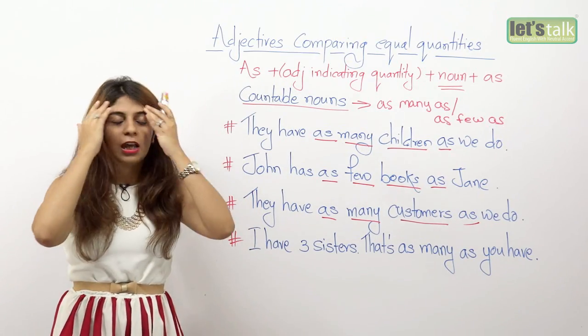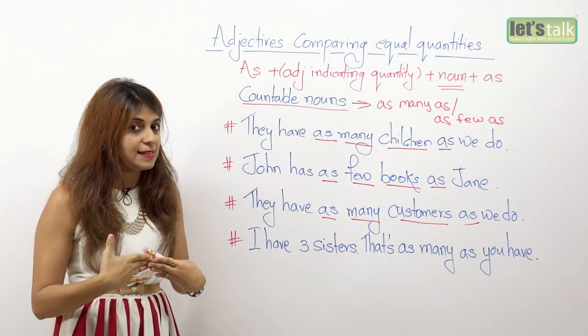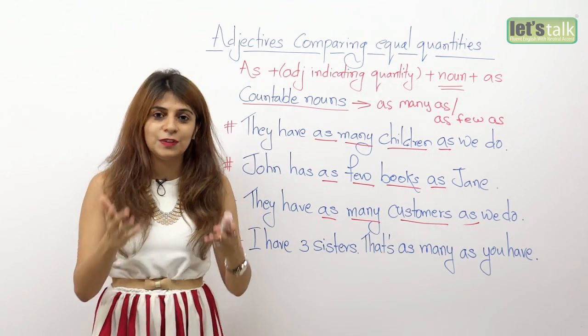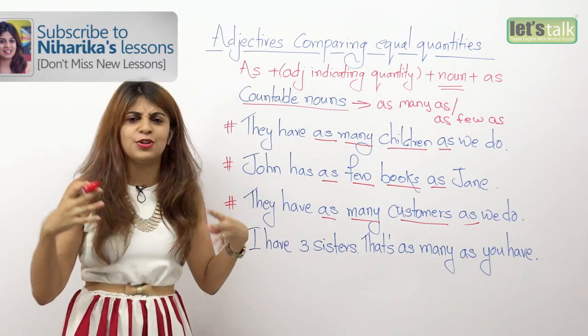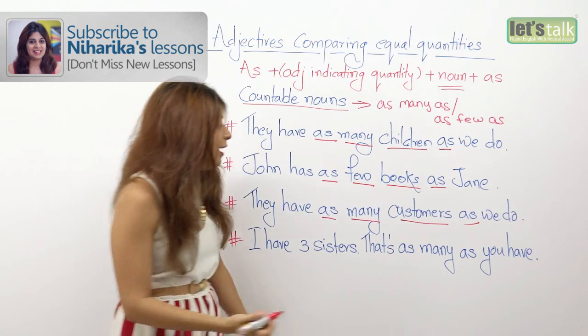Okay, maybe I'm talking about the number of sisters that I have. So I have 3 sisters. That's as many as you have. So if you observe here, I have 3 sisters. So we are having a discussion about the number of sisters we have.